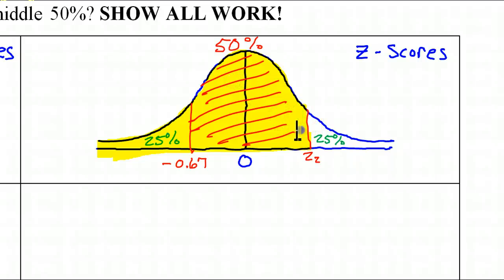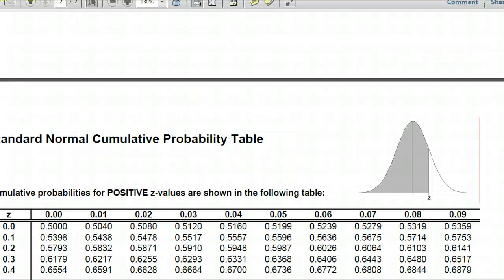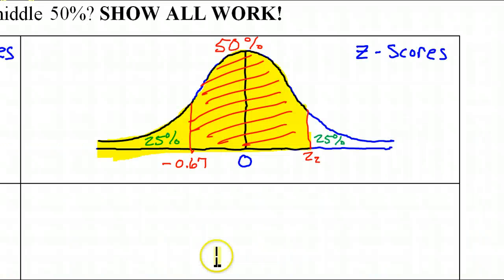Okay, everything I just highlighted in yellow is what is to the left of Z2. So that is the percentage that I need in order to be able to find the Z2 on this chart. So the question is, what percent is that yellow stuff?